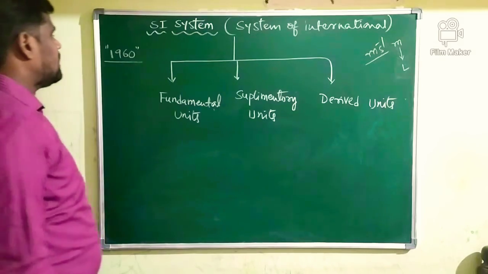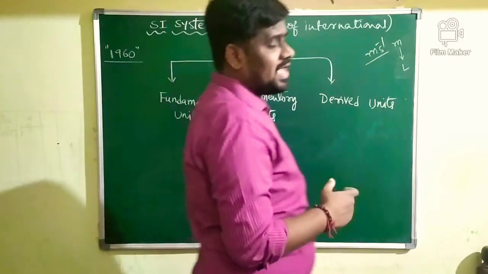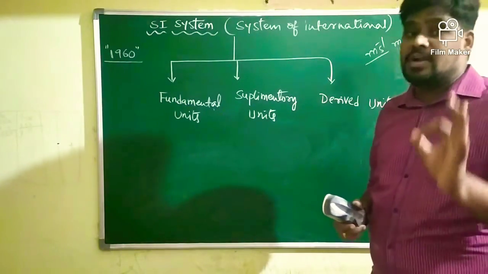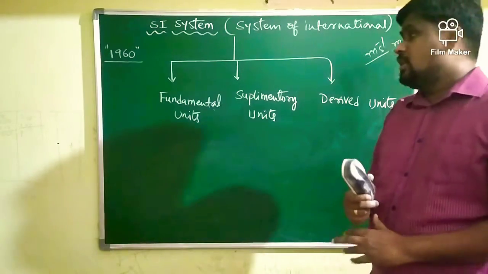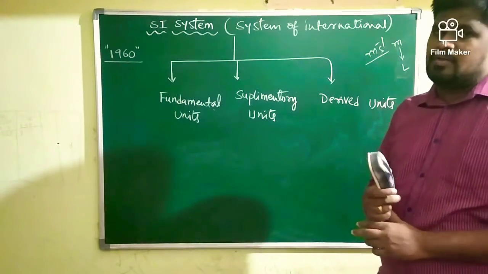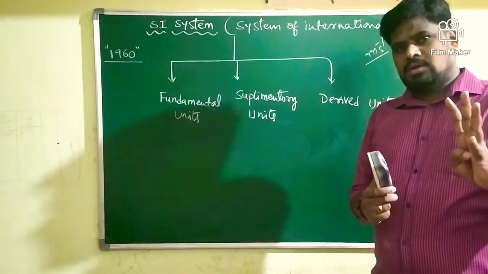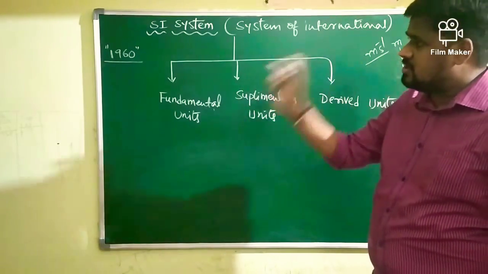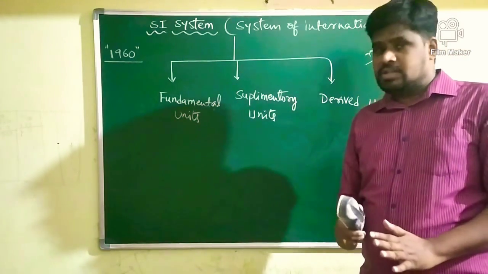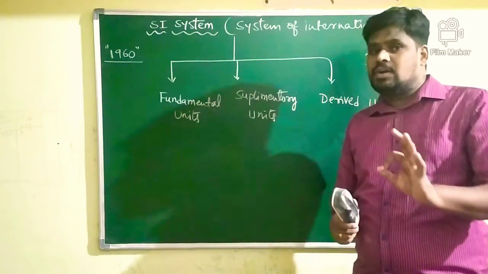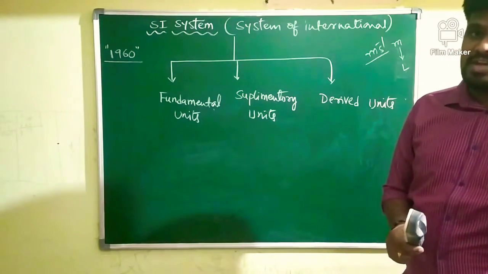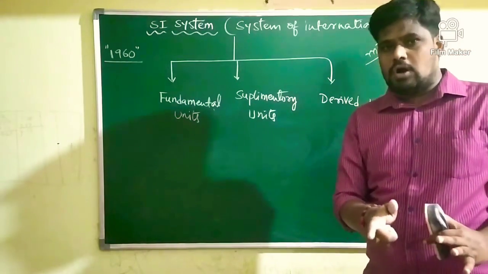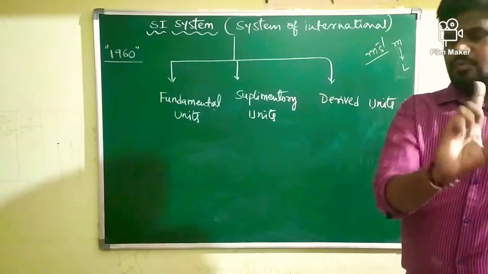But in 1960, SI system introduced units for 7 fundamental physical quantities. Initially, we had only 3 fundamental physical quantities. One is length, another one is mass, third one is time. But in 1960, scientists came to the conclusion that 7 fundamental physical quantities exist in physics. And they introduced units for all 7 fundamental physical quantities.